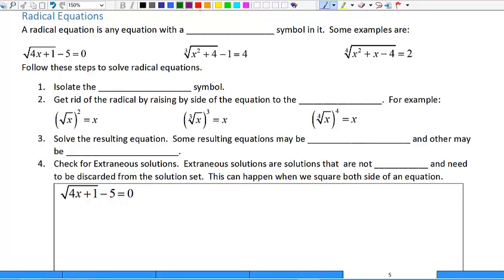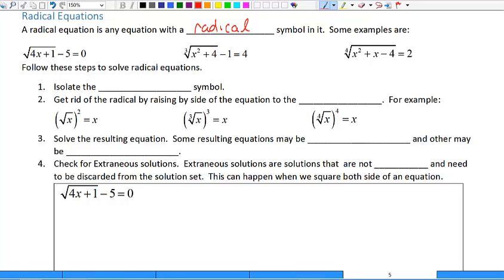The next topic we are talking about today is radical equations. A radical equation is any equation with a radical symbol in it. So some examples are below. The square root, or the cube root, or the fourth root, makes it a radical, and the equal sign makes an equation. Okay, so that's a radical equation.